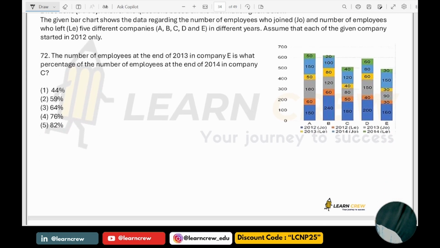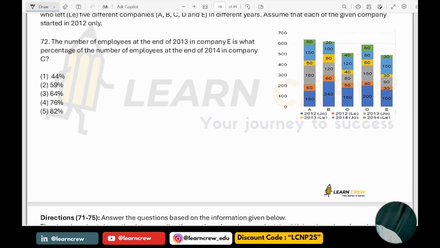Now next question. The number of employees at the end of 2013 in company E is what percentage of the number of employees at the end of 2014 in company C. So at the end of 2014 in company C, how much? 180 minus 50 plus 80 minus 40 plus 120 minus 40. Thereby it is 250 in C. What about E in 13?